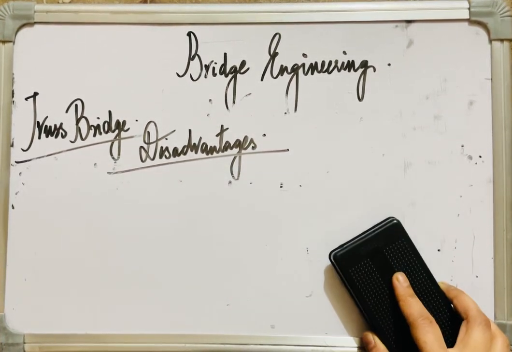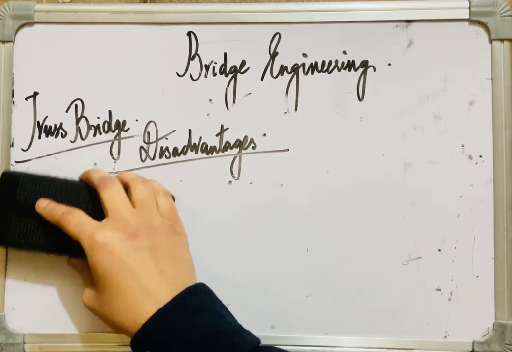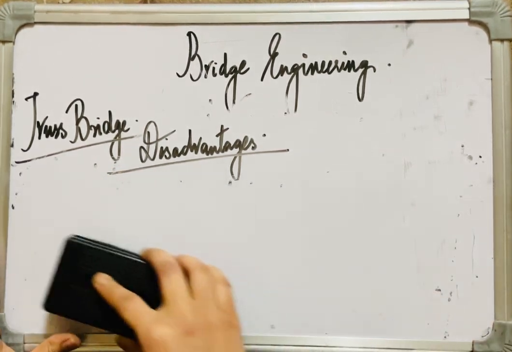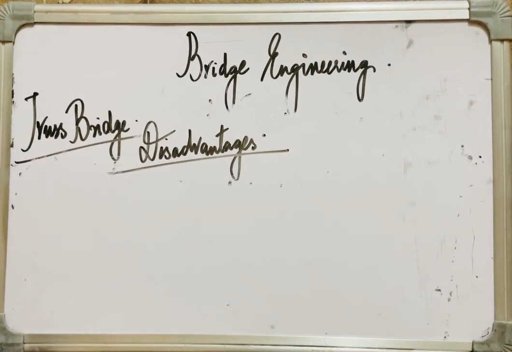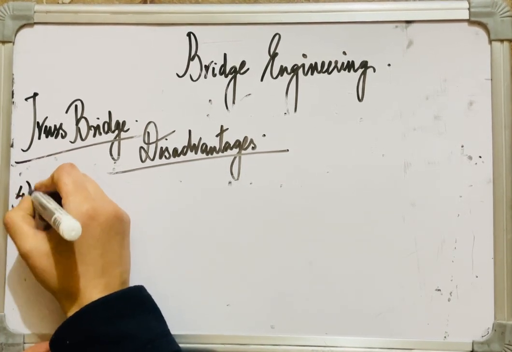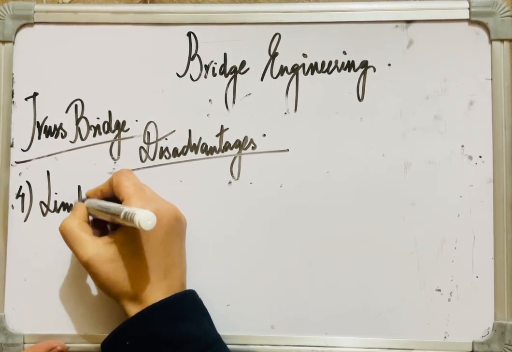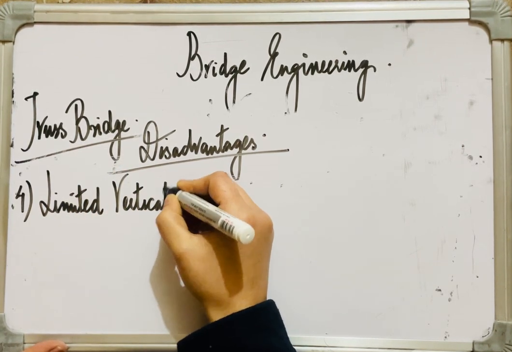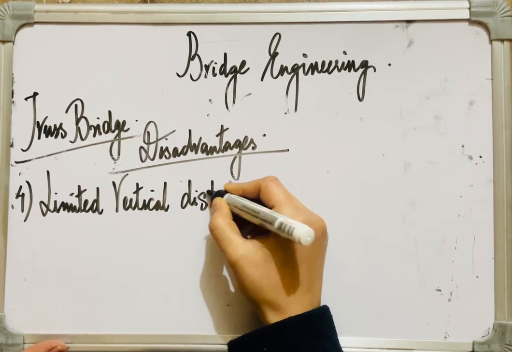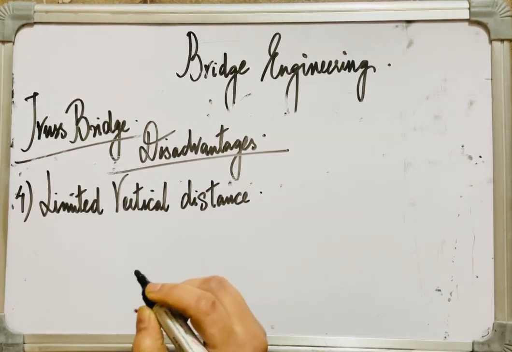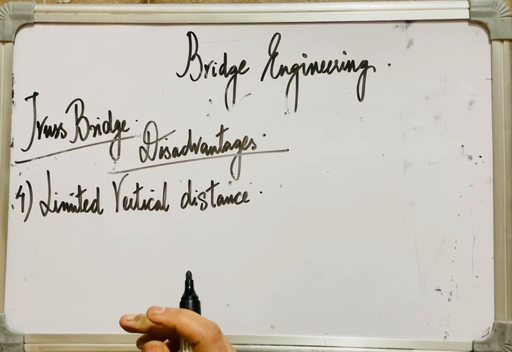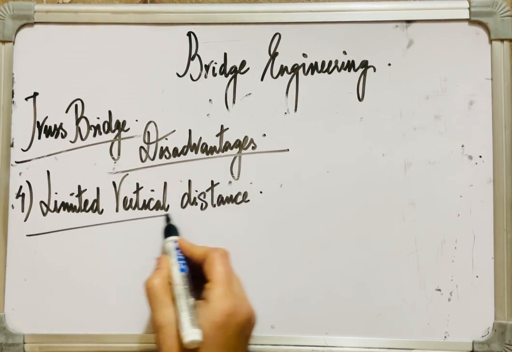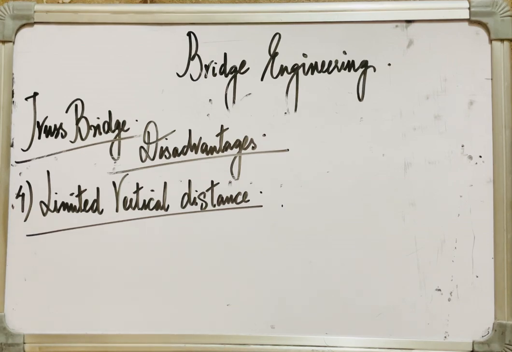Let's study the fourth one. Let me drop it first. Limited vertical clearance. They have limited vertical clearance. So these truss bridges have limited vertical clearance. What is a vertical clearance or a distance?